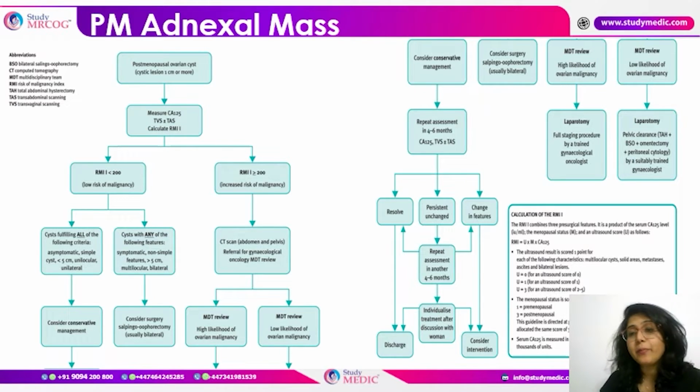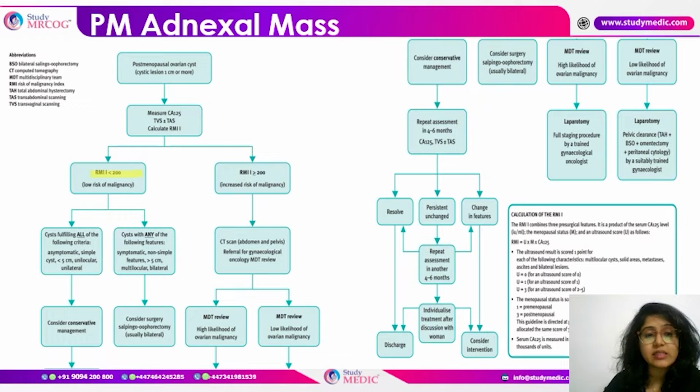Any postmenopausal ovarian cyst which is more than or equal to 1 centimeter, you need to measure the CA 125. Any cyst which is more than or equal to even 1 centimeter. For premenopausal, the cutoff is usually 5 to 7 centimeter, but for postmenopausal, it is 1 centimeter. So here the RMI, they have broadly divided into RMI less than 200 and an RMI of greater than or equal to 200. So please remember this criteria.